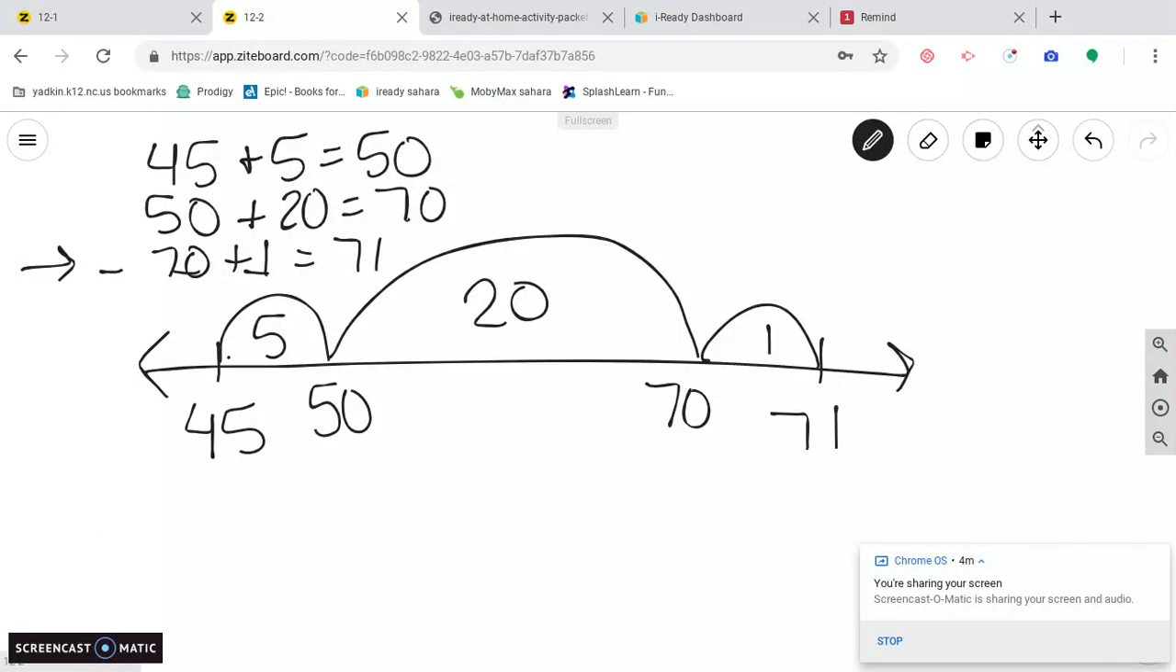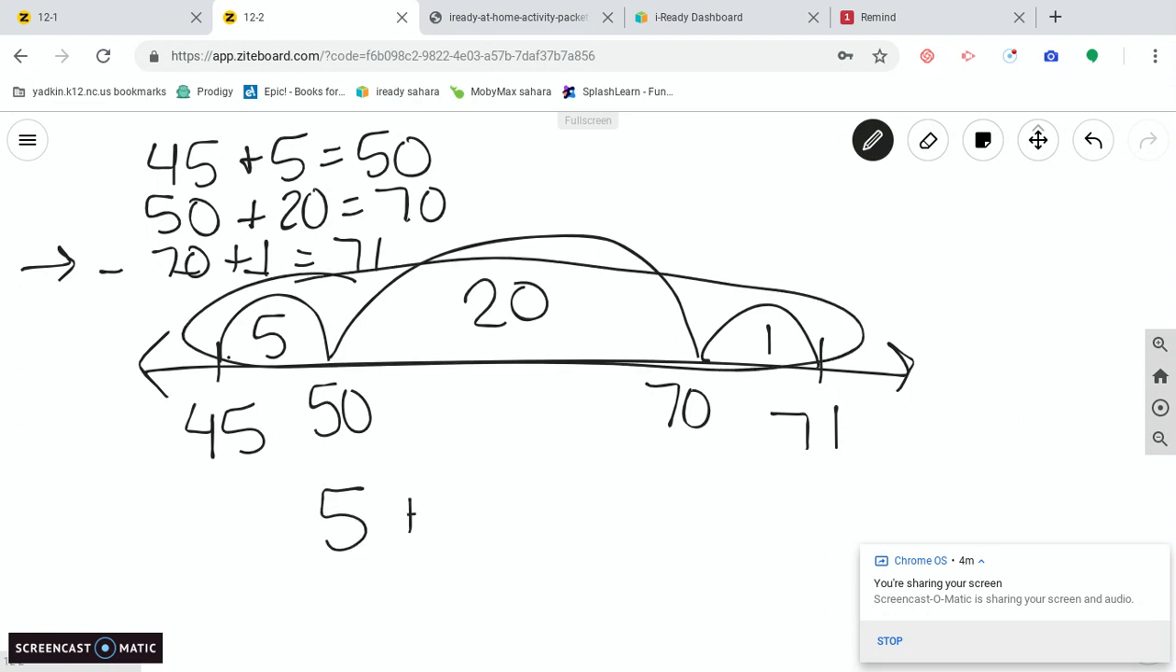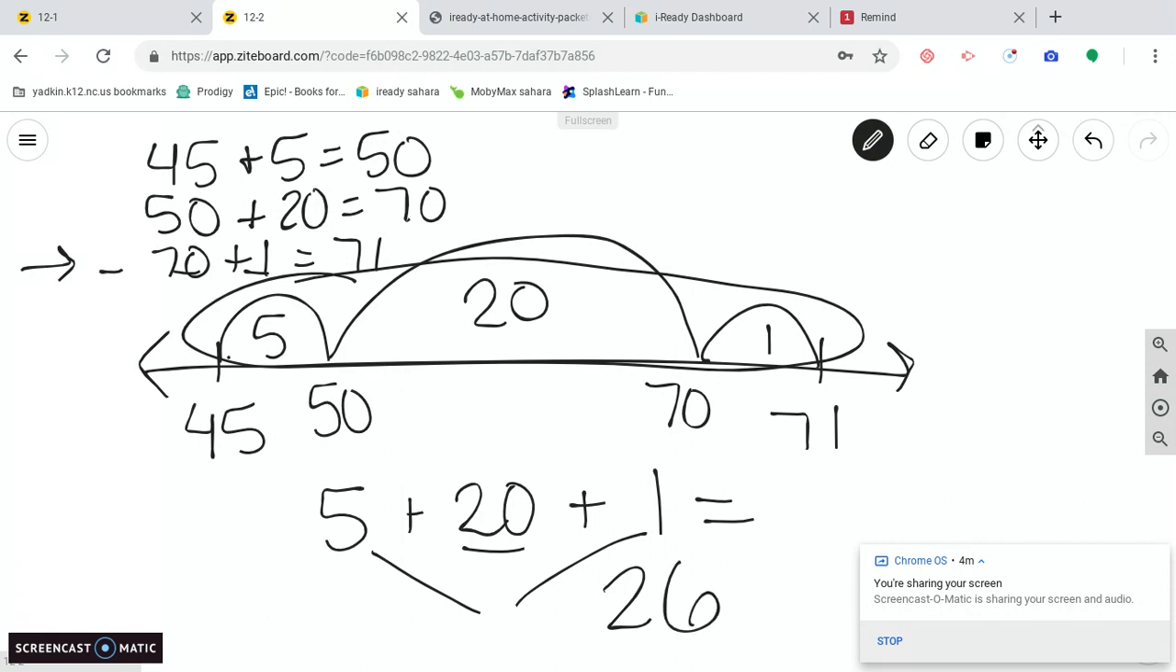Okay? So then my answer would be adding all the jumps together. So 5 plus 20 plus 1 would equal 26. So my answer to 71 minus 45 would be 26. Okay? I don't know where my problem went, but that's how we would solve that one.